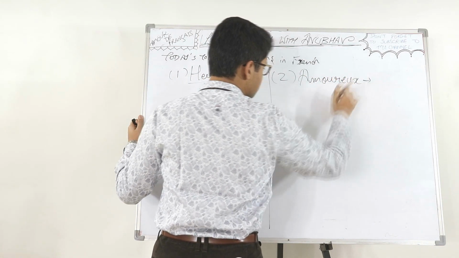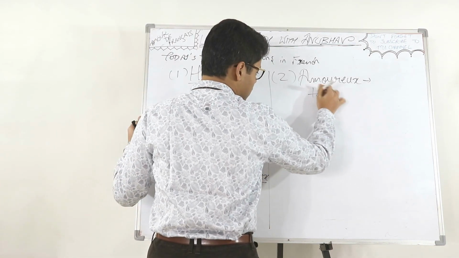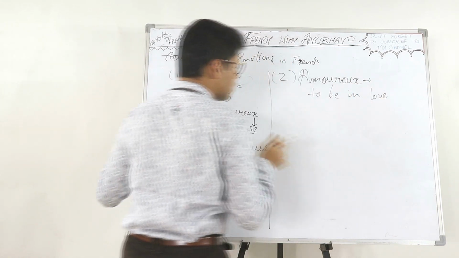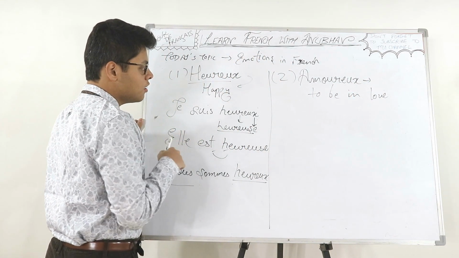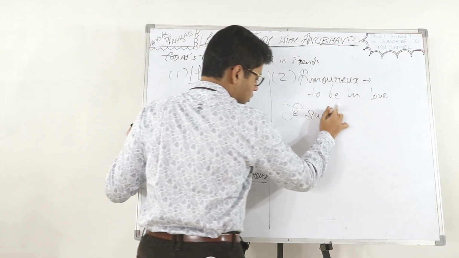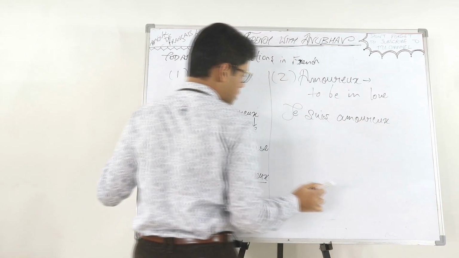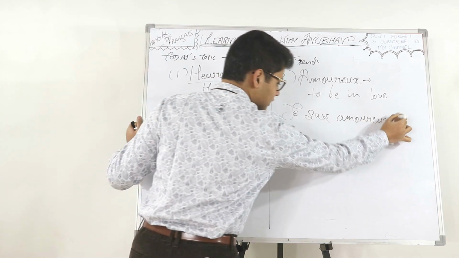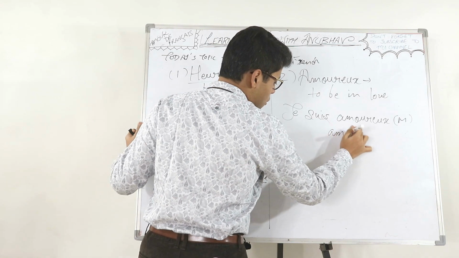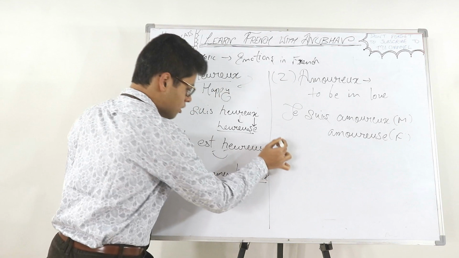Similarly, we have our second emotion, which is amoureux. Amoureux can be translated as to be in love. Okay, let's make it with je. Je suis amoureux. And this is for the masculine. And if you have to write in feminine, then amoureuse, that's the feminine form.